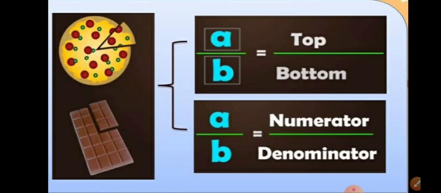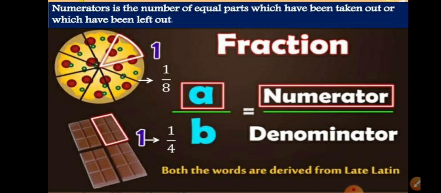In a fraction there are two parts, a and b. A is written at the top, and b is at the bottom. A is the numerator and b is the denominator. The numerator is the number of equal parts which have been taken out or which have been left out.